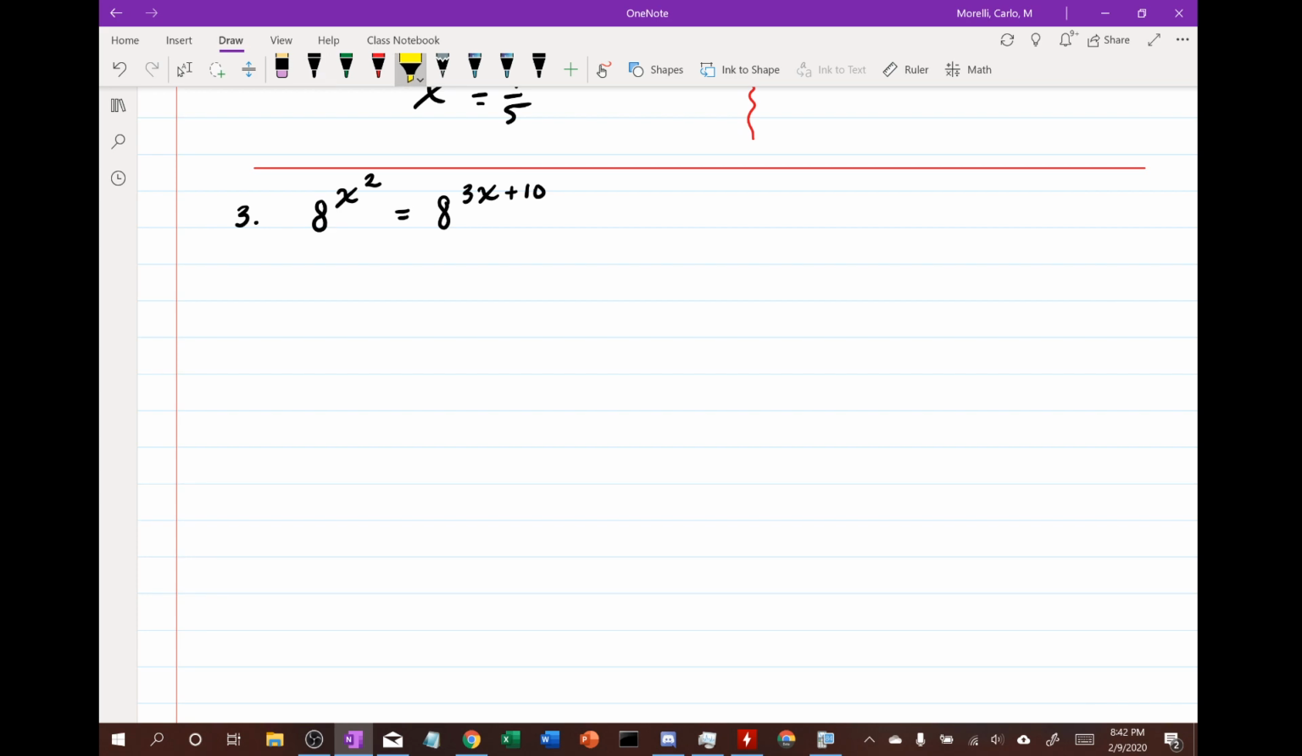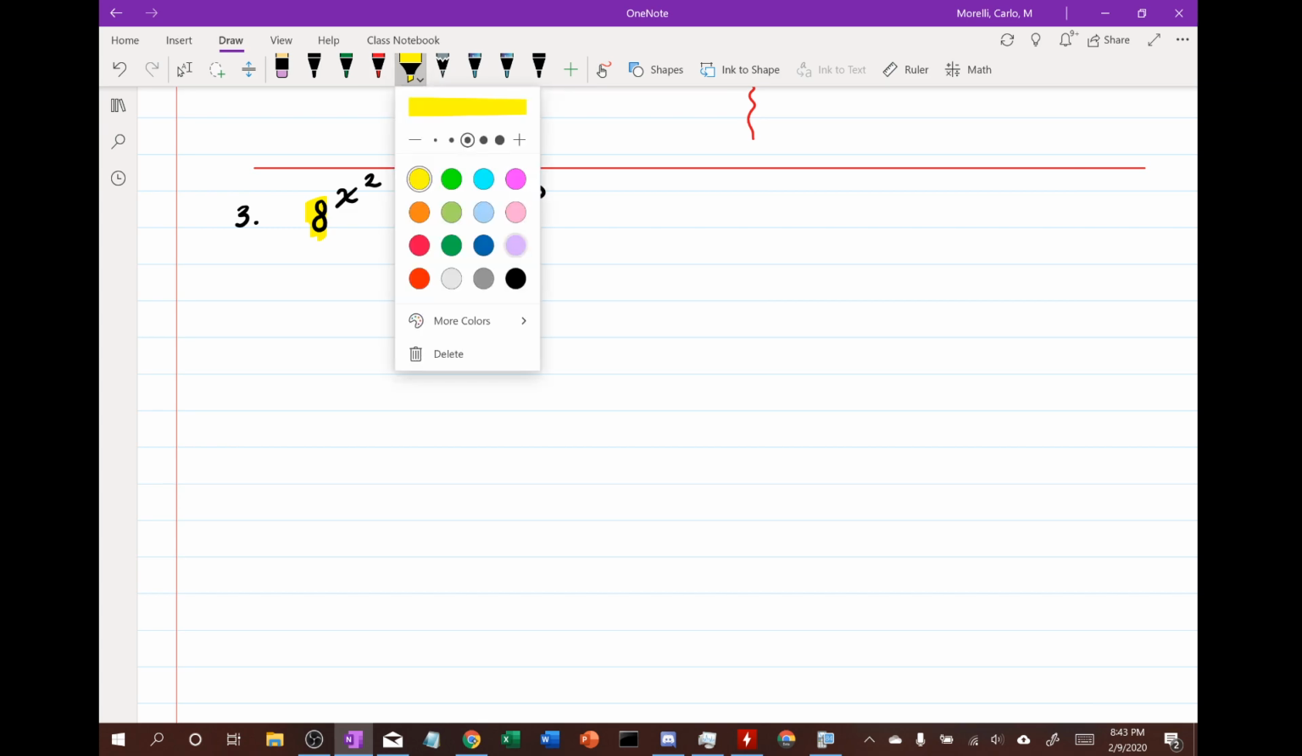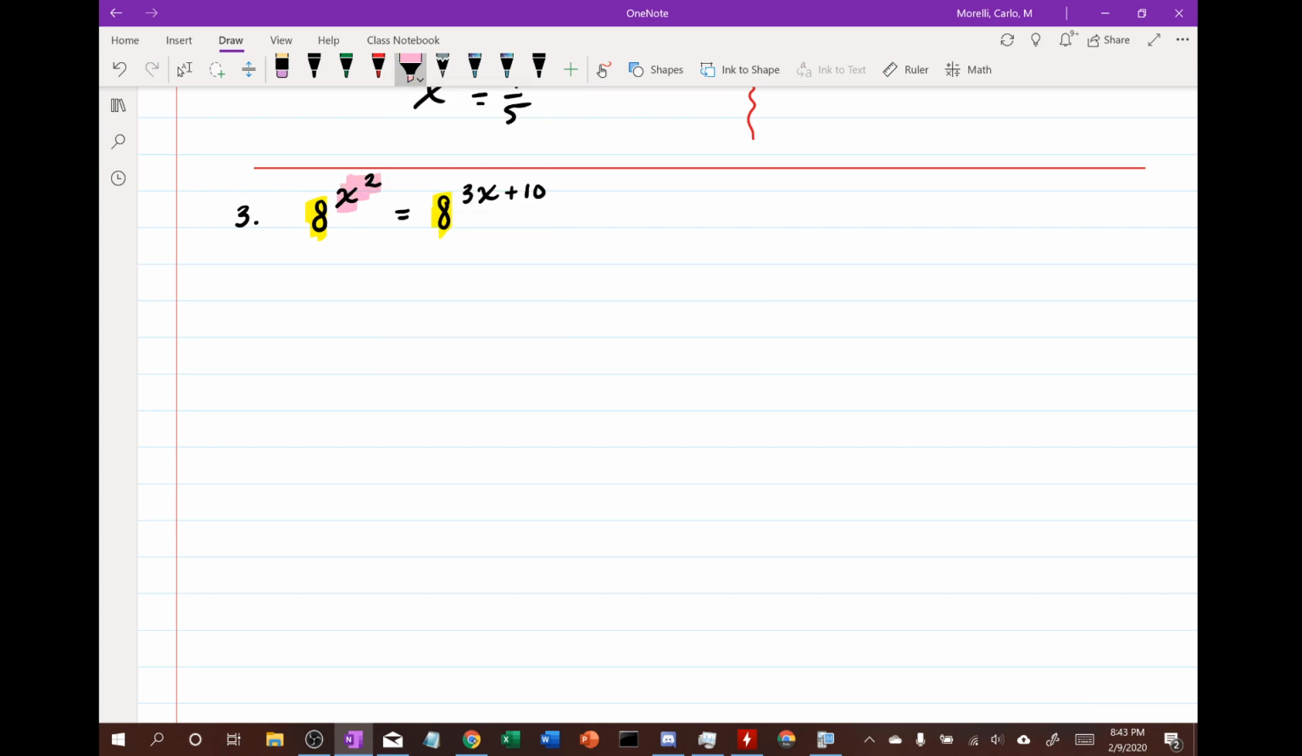So here's the thing. Because the bases are the same, what I can do is just set the exponents equal to one another. So I'm going to set the exponents equal to one another: x squared equals 3x plus 10. Oh, I love this problem so much. This is my new favorite problem.